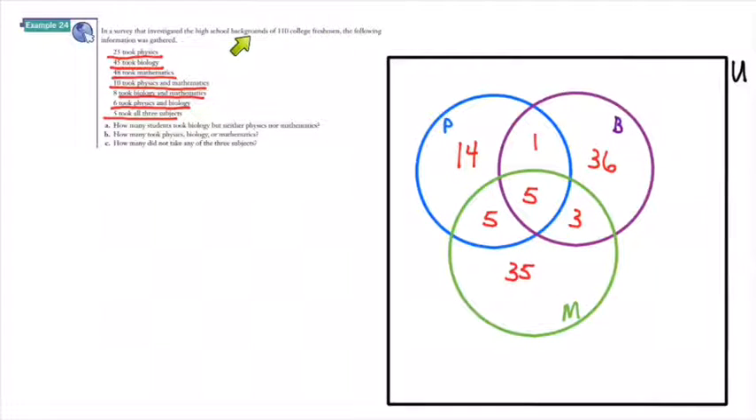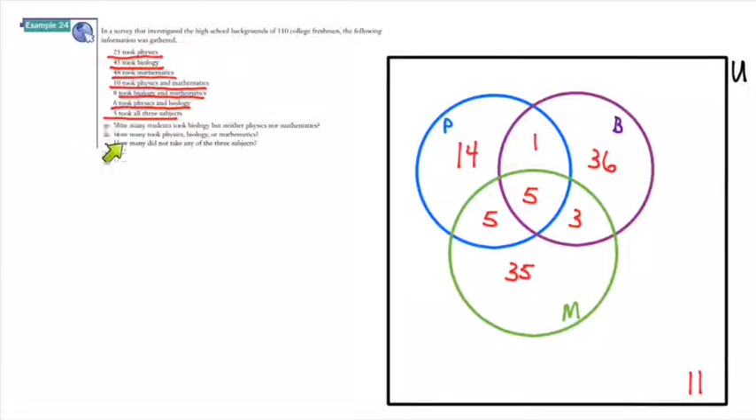Now remember that they surveyed 110 college freshmen. So now we need to use that piece of information to figure out if there are any students who didn't take any of these three courses. So if you add together all of the numbers we have here, 14 plus 1 plus 36, plus 5 plus 5 plus 3 plus 35, you get a total of 99 students taking some combination of physics, biology, and math. So 110 minus 99 leaves 11 students who aren't taking any of these courses.